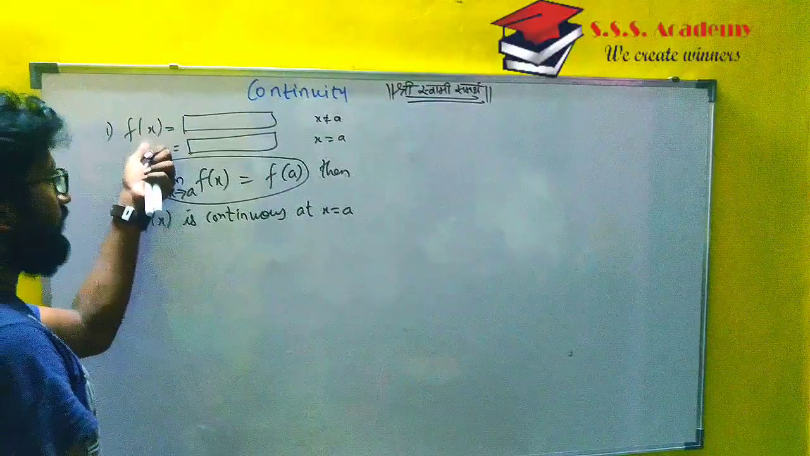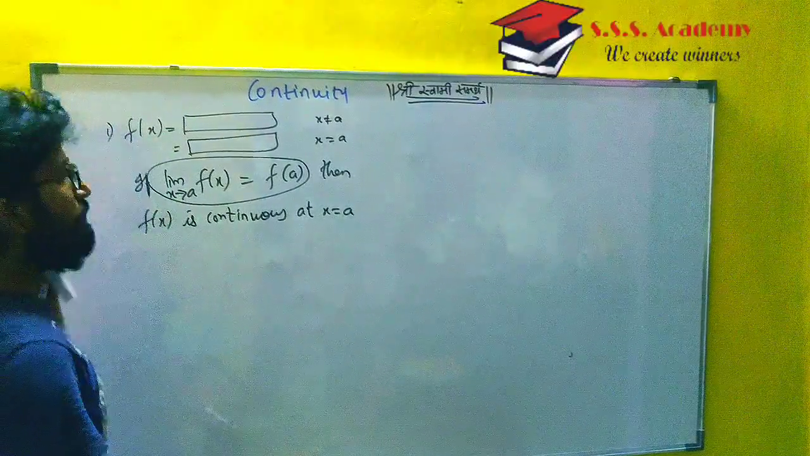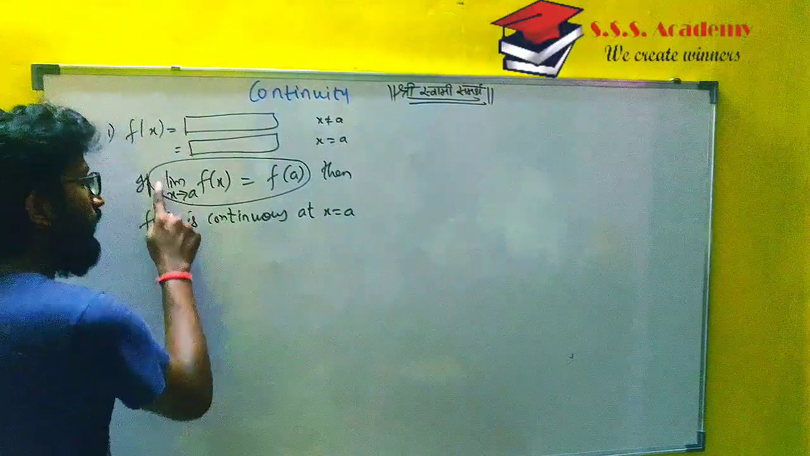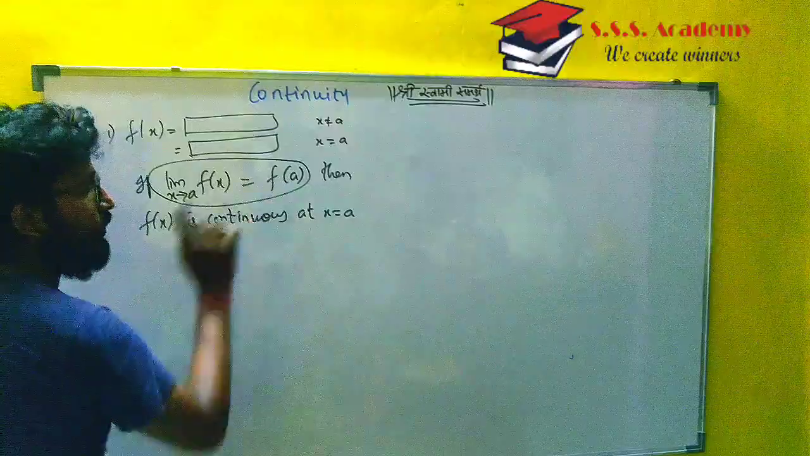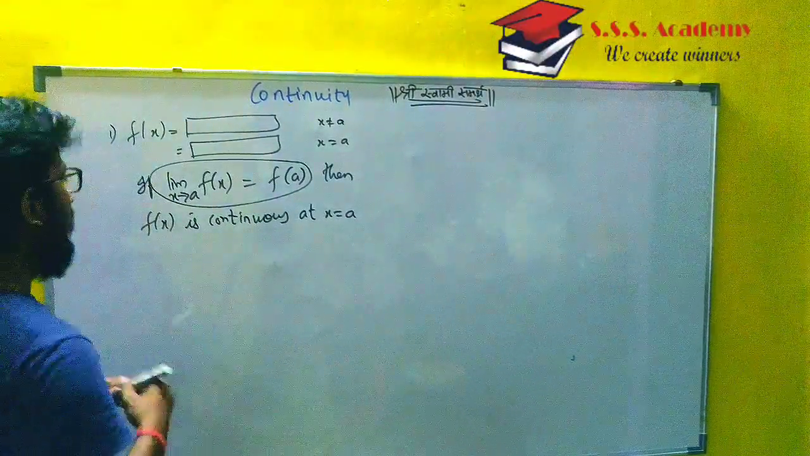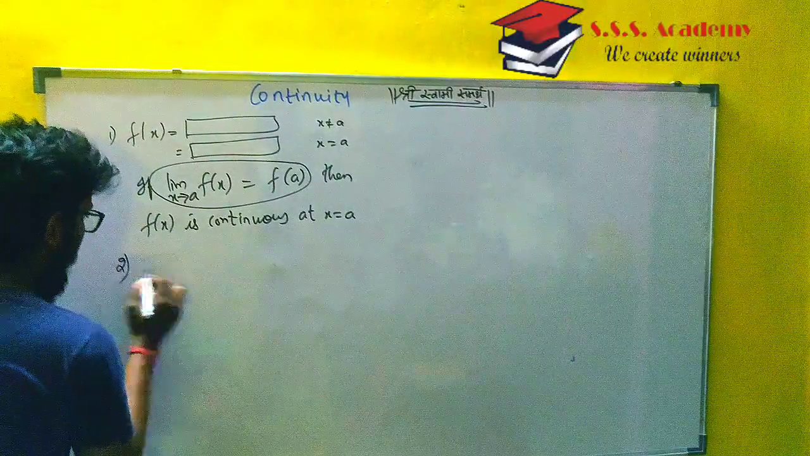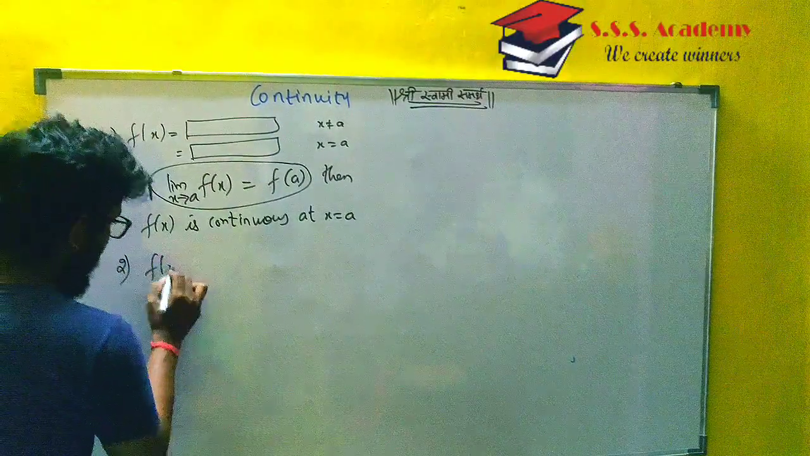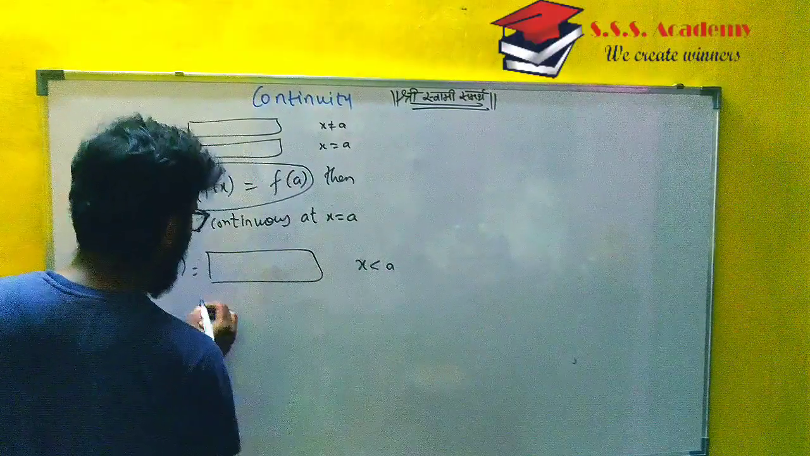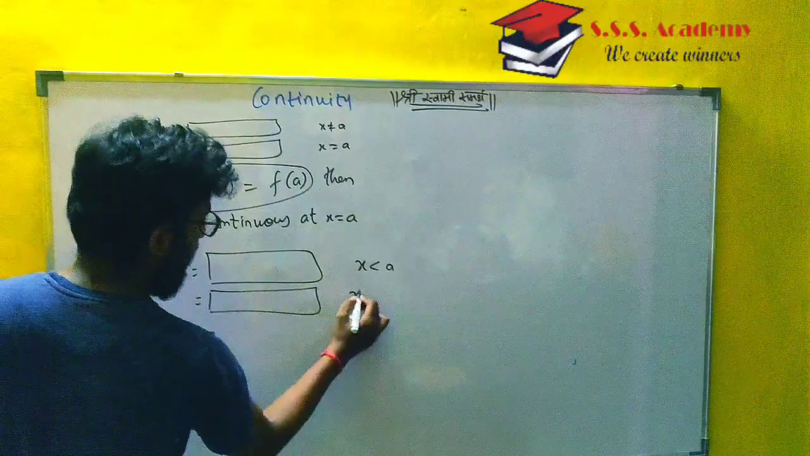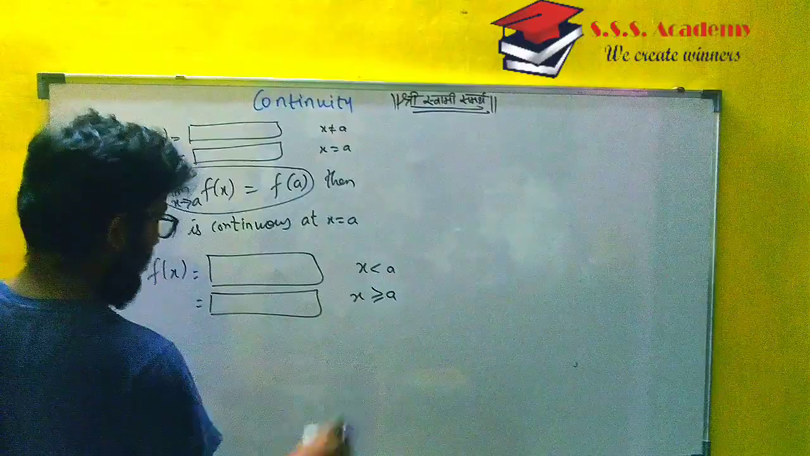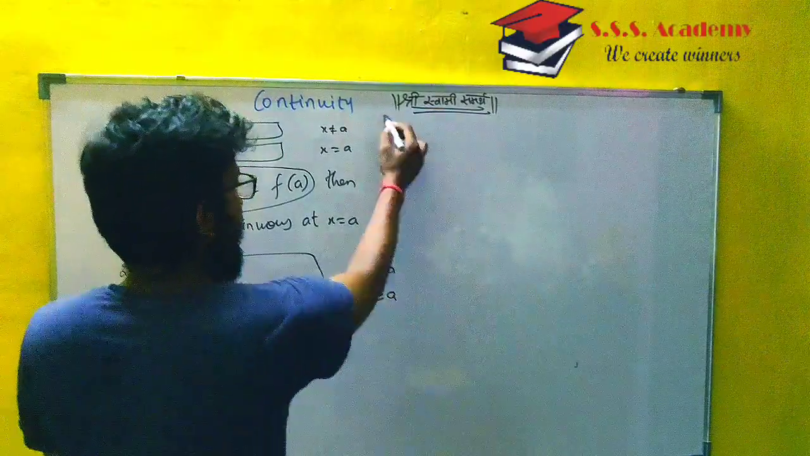So if a question comes in this form, how do we check whether the function is continuous? If limit x tends to a, f of x is equal to f of a, then we'll say that the function is continuous. Now let's see another form of question. The function will be like this: an inequality will be there, x less than a, then x greater than or equal to a will be there, then we have to define it.